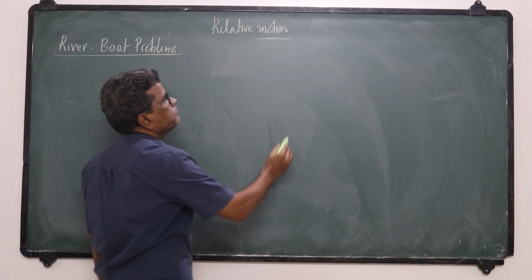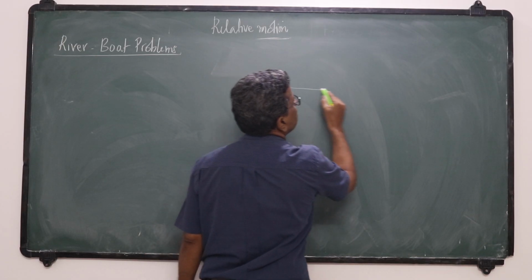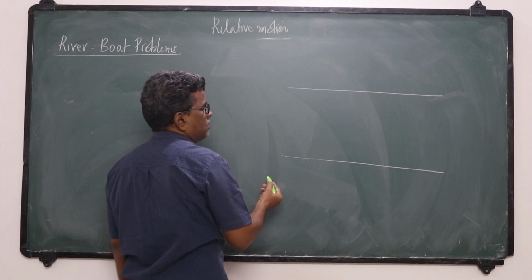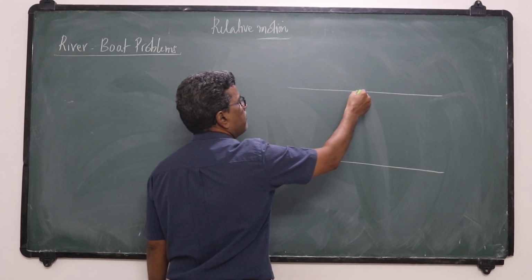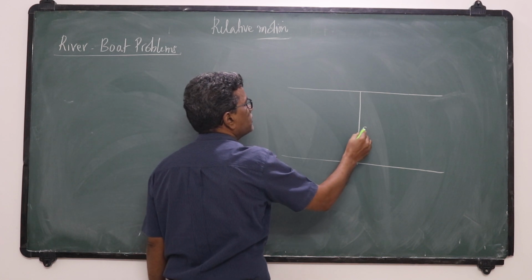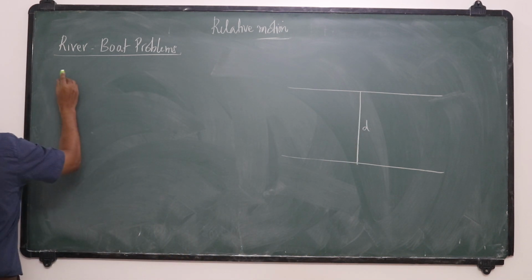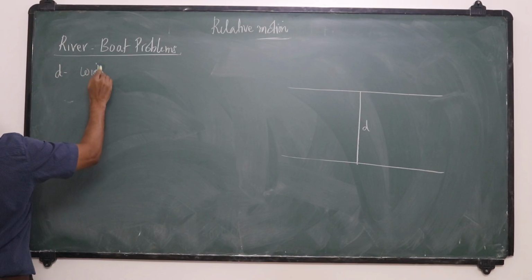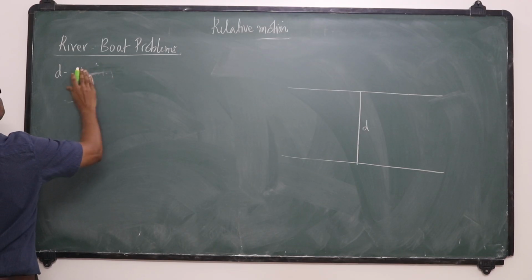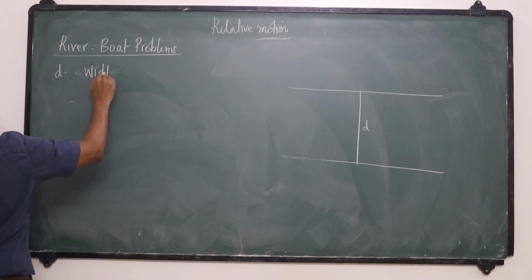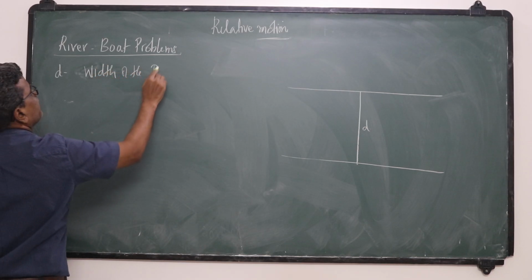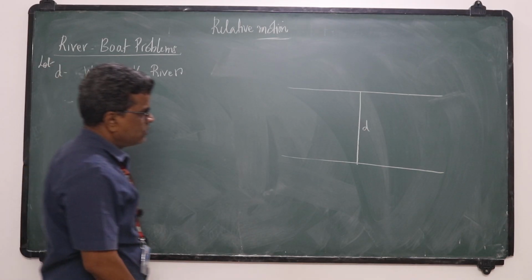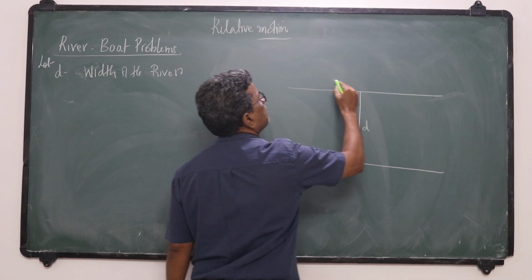Let us assume the river is flowing left to right. Let d be the width of the river. D is the width of the river. The river is flowing left to right like this.